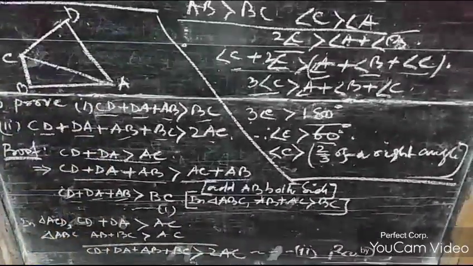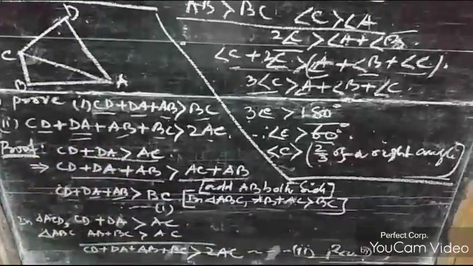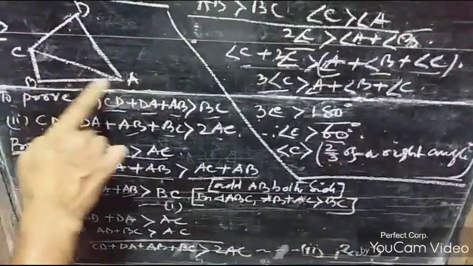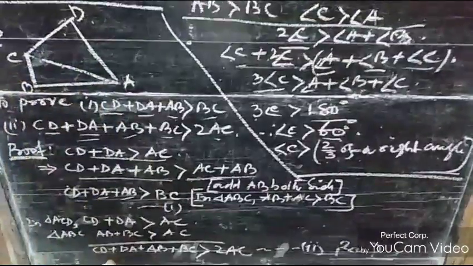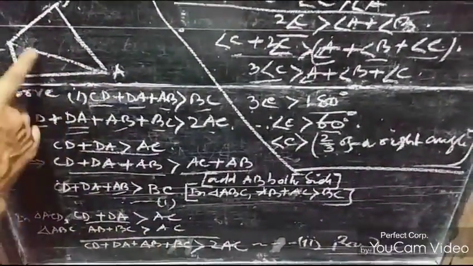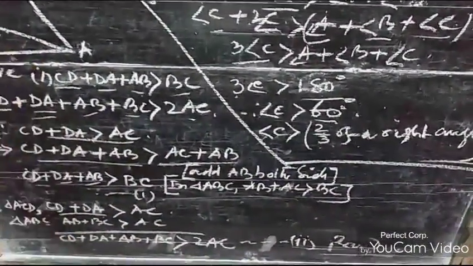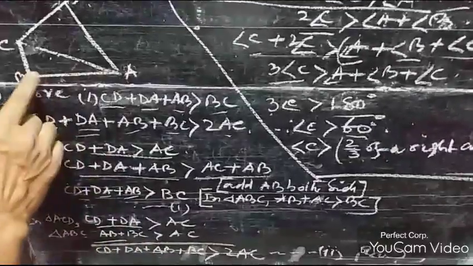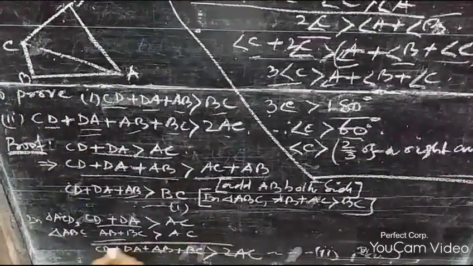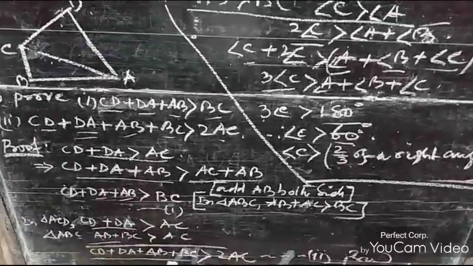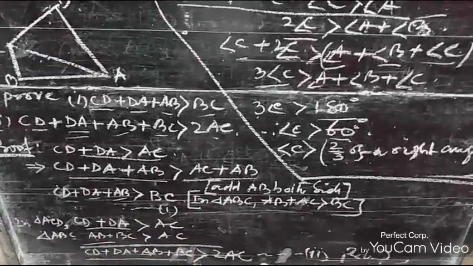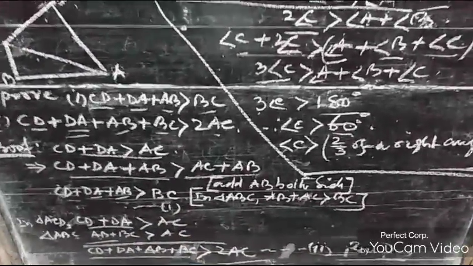Then number 2, that is this one. In triangle ACD, CD plus DA is greater than AC. And in triangle ABC, AB plus BC is greater than AC. Now adding these two, we get CD plus DA plus AB plus BC is greater than 2AC, and this is the second proof.